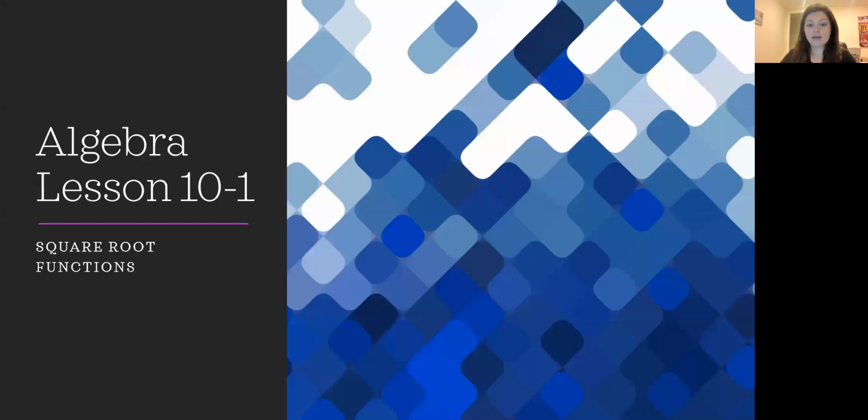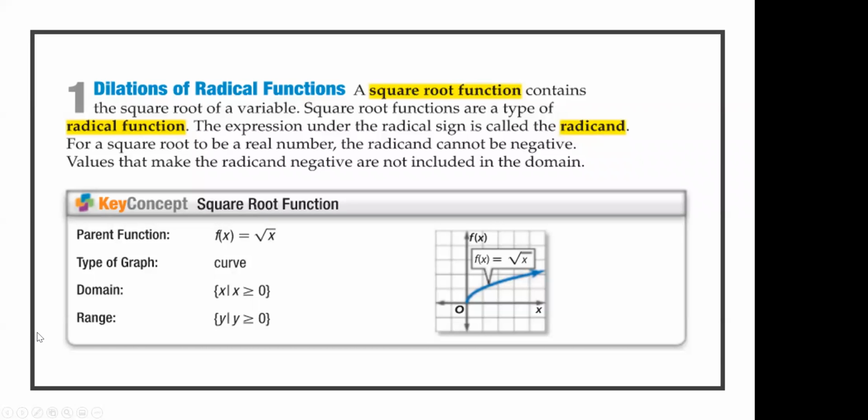This video is about lesson 10-1, and it's all about square root functions, okay? So let's go ahead and get started. So first, this lesson talks about dilations of radical functions.